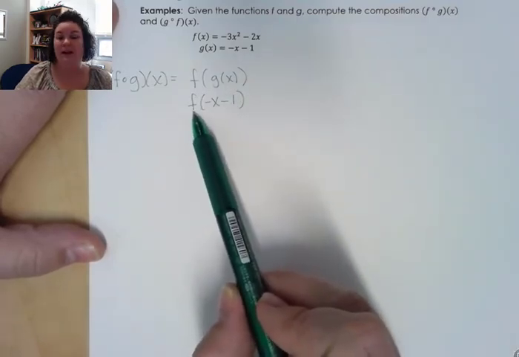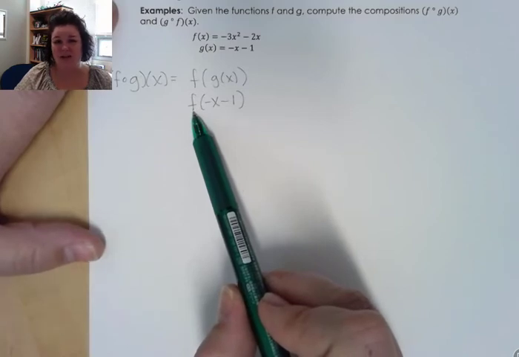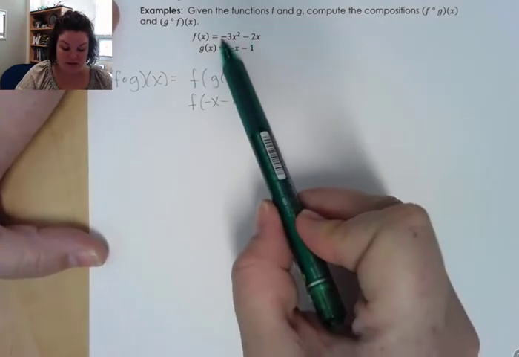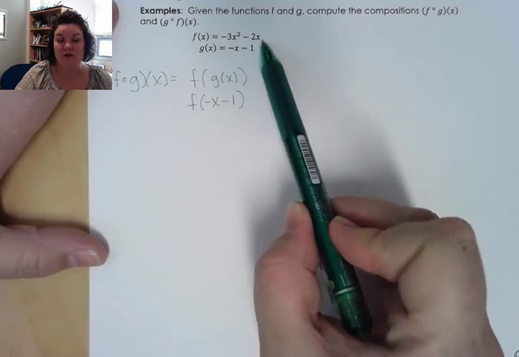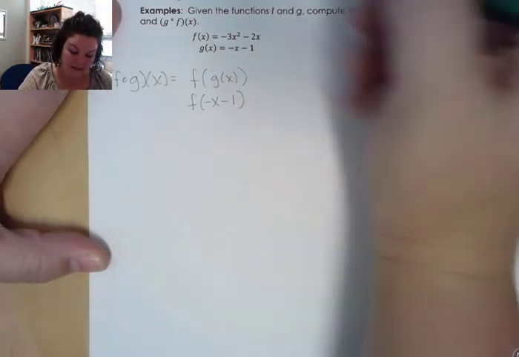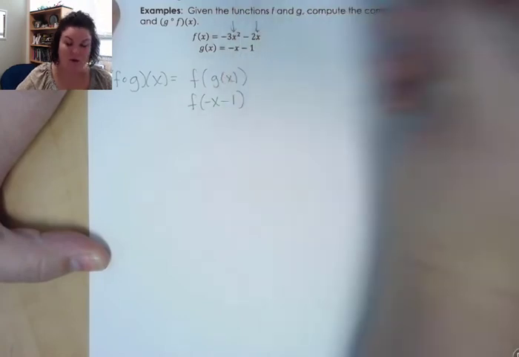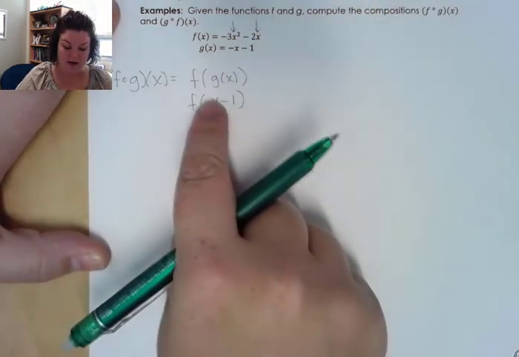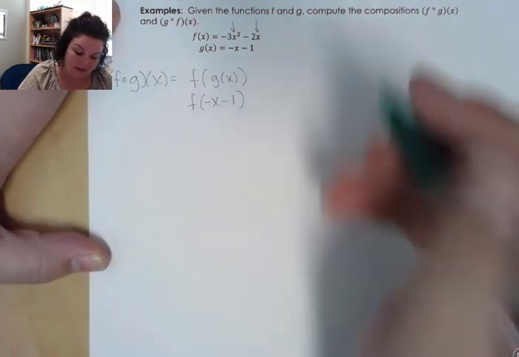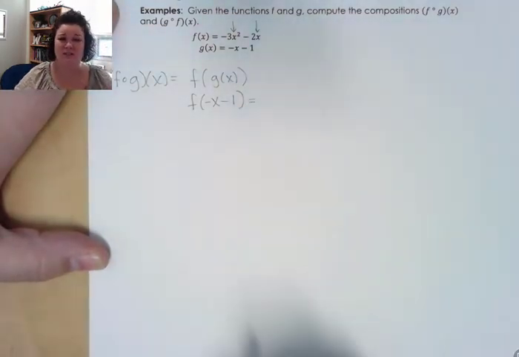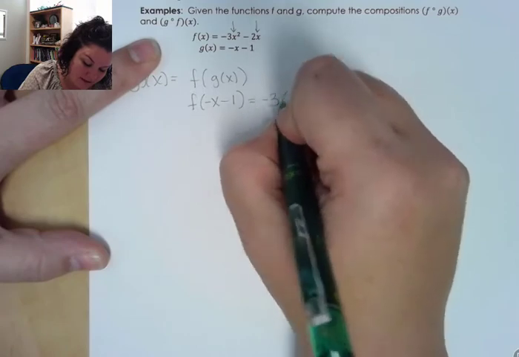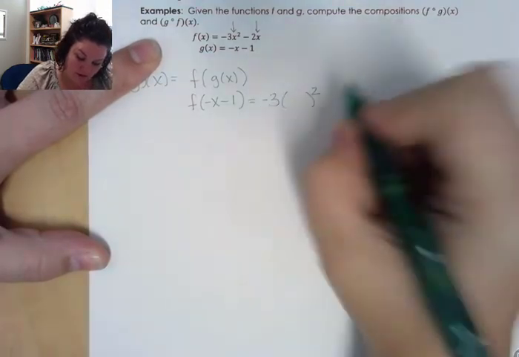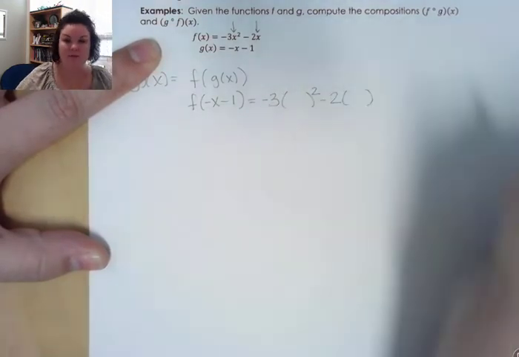So let's see what f does to things we plug into it. F says we're going to do negative 3 times our input squared minus 2 times our input. So anywhere we see an x, that is where we're going to put our input, or whatever's in our parentheses. Okay, so I'm going to write it out just with parentheses so you can see what I'm saying. The f function says to do negative 3 times my input squared minus 2 times my input, right?